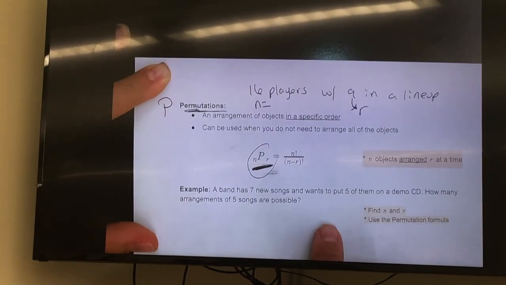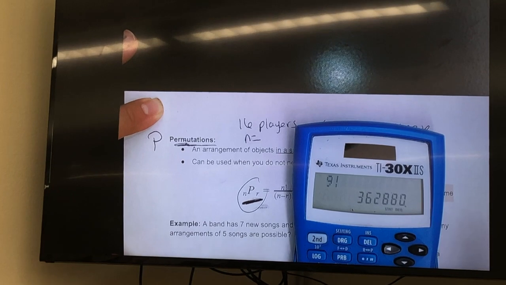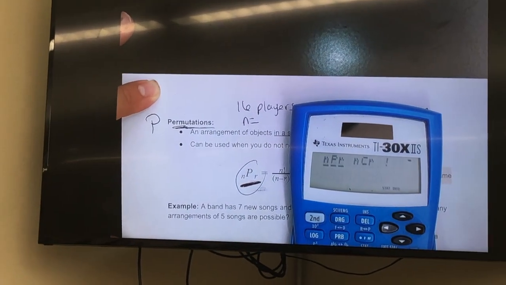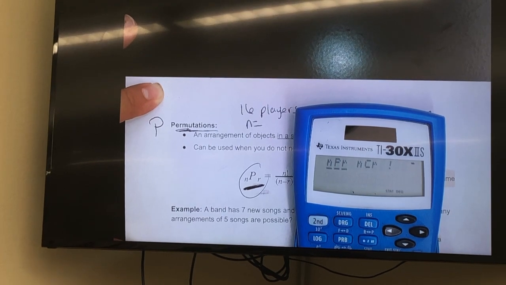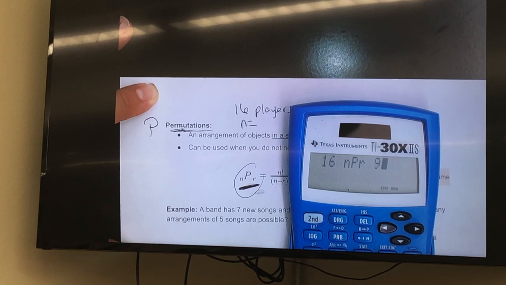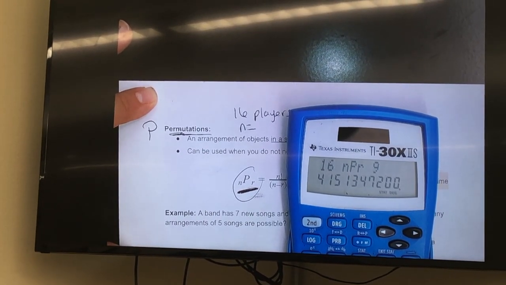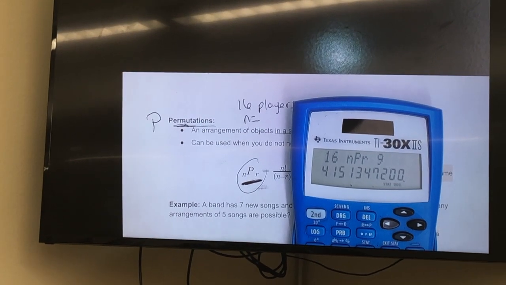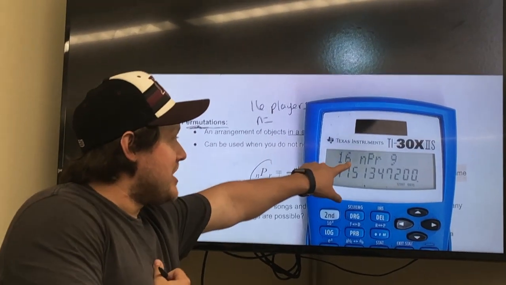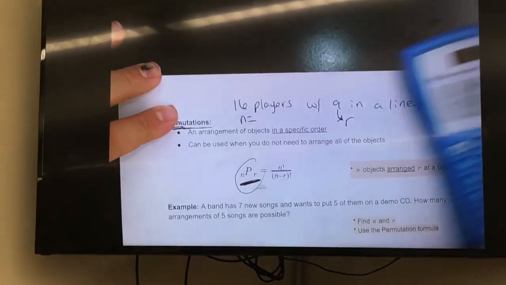So if I was to do the same problem here, let's just check that out and see how that looks. I'm gonna hit 16, probability, the P button, which is already highlighted, 9 in the order. Wow. That's a lot more options now. Again, instead of our original 9 players, we now have 16 to pick from. Okay, so that's how the two are connected there.